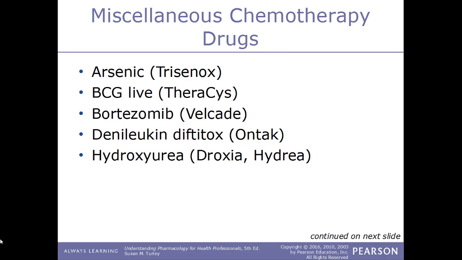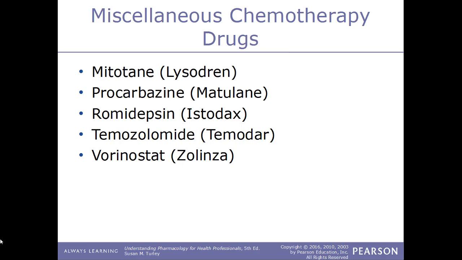Alright, there are other types of chemotherapy drugs that are more miscellaneous, such as arsenic, which will be sold as the trade name of Trisenox, BCG Live, sold under the brand name of TheraCys, bortezomib, sold as the brand name of Velcade, denileukin diftitox, known by the name of Ontak, hydroxyurea, known by the brand names of Droxia or Hydrea, mitotane, also known by the trade name of Lysodren, procarbazine, known by the trade name of Matulane, romidepsin, known by its trade name Istodax, temozolomide, known by the trade name of Temodar, and vorinostat, also known by its trade name Zolinza.